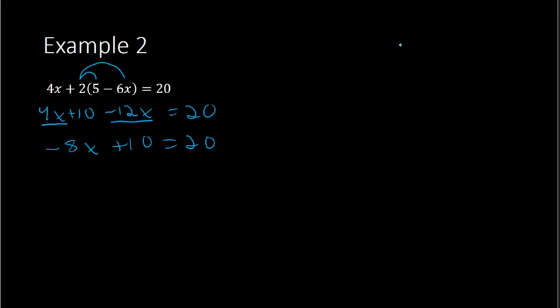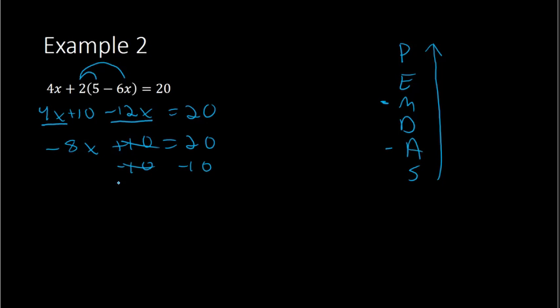So I work in reverse order of operations. And here I see negative 8 being multiplied by x. So we have multiplication, and then the plus 10, that is addition. So I work in reverse, so I do addition first, and I get rid of the 10 first by subtracting. When I subtract, these will cancel. I have negative 8x on the left, and then 20 minus 10 is 10 on the right.